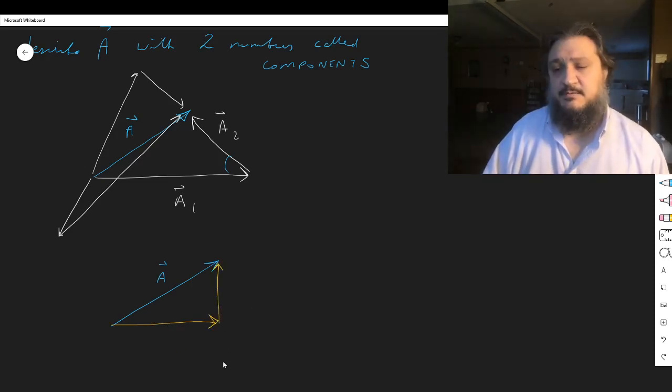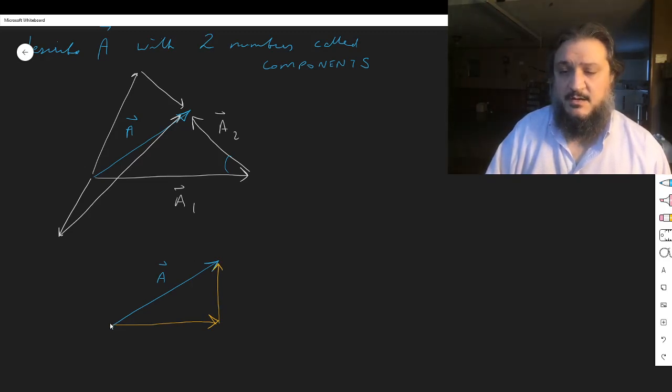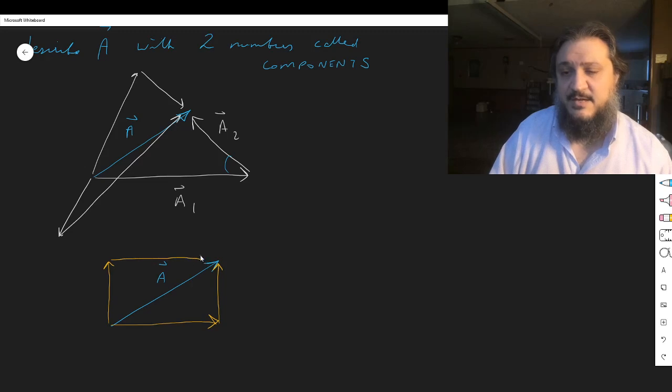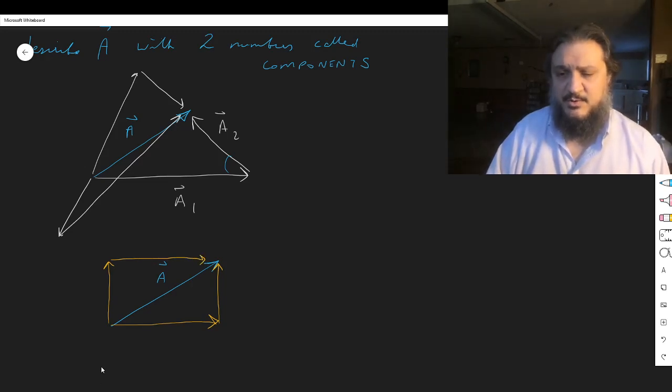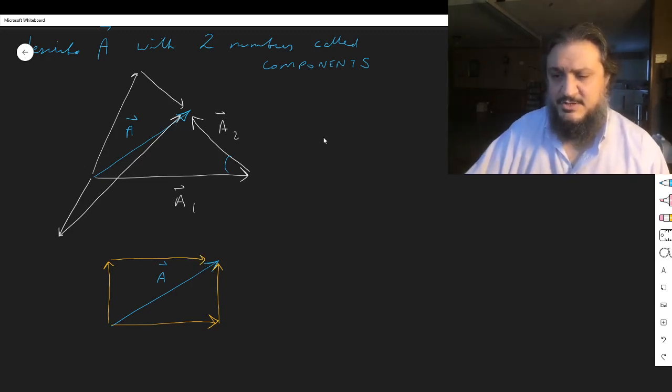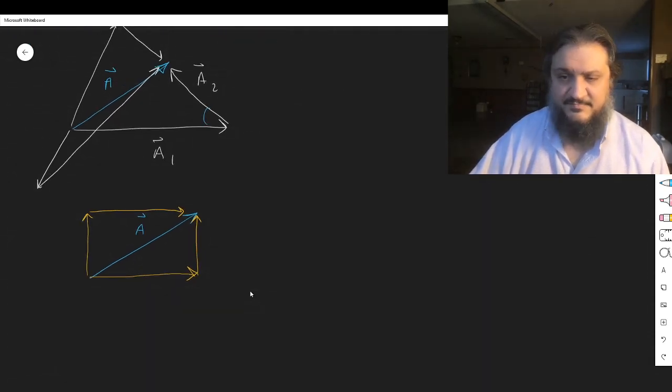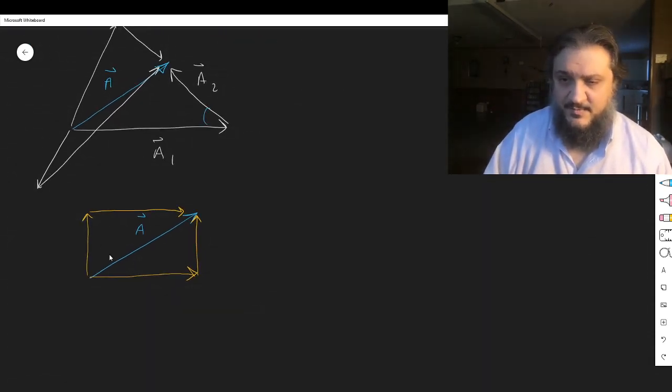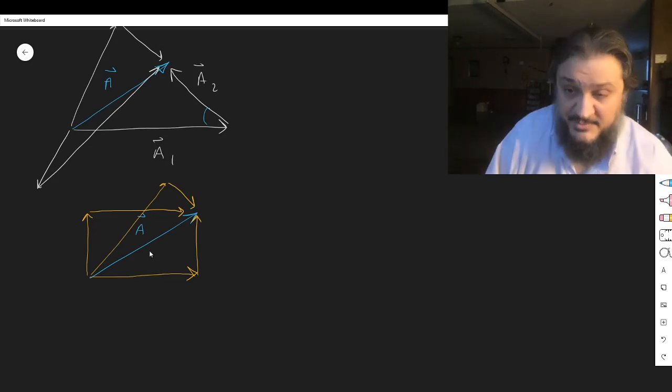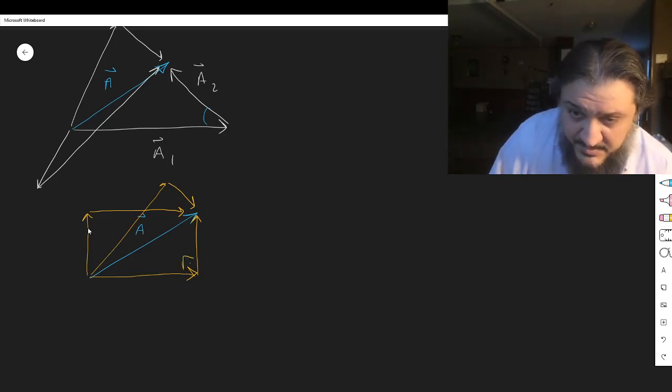Okay, well, if those two work, these two work as well. When added, they give me A. But a quick study shows that you can still find others. How about this one? This one here, and that one. And if you keep doing this, the rule is 90 degrees apart.